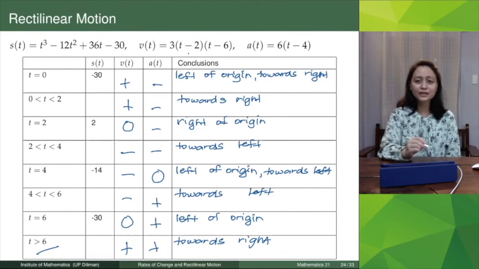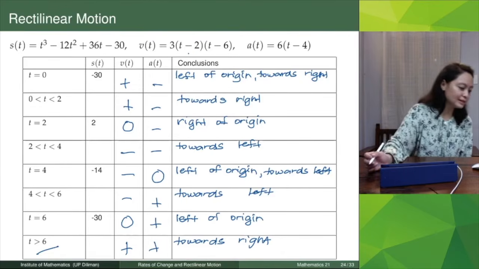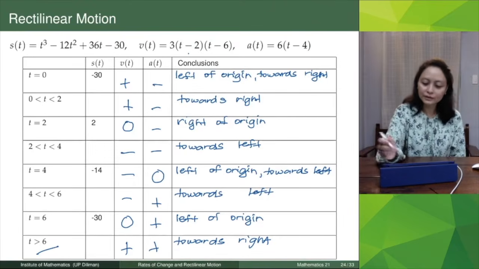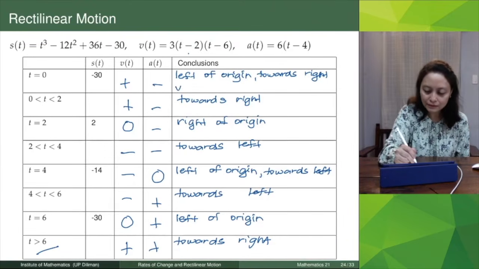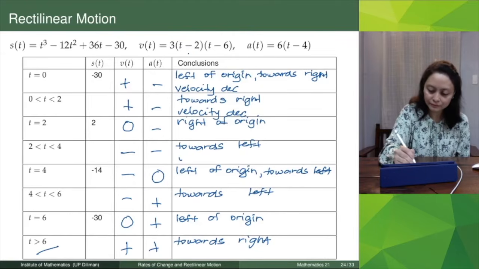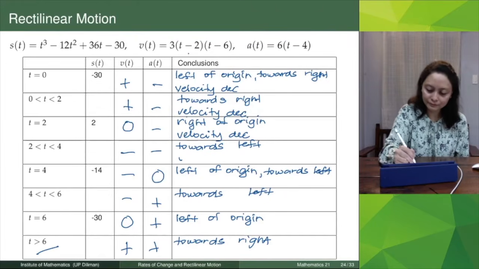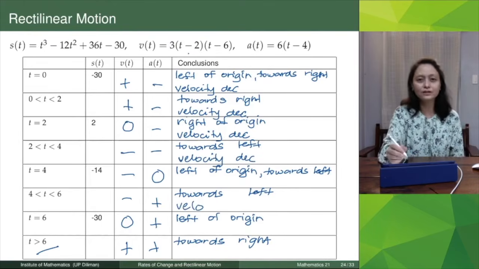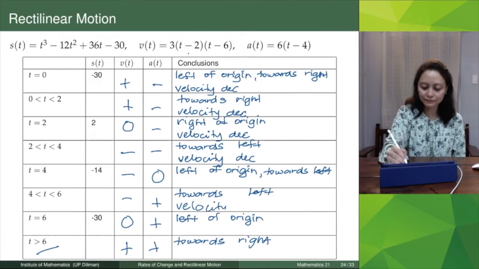Okay? Pag negative yung acceleration, ano yung ibig sabihin? So, the velocity is decreasing. Velocity is decreasing. If it's positive, the velocity is increasing.